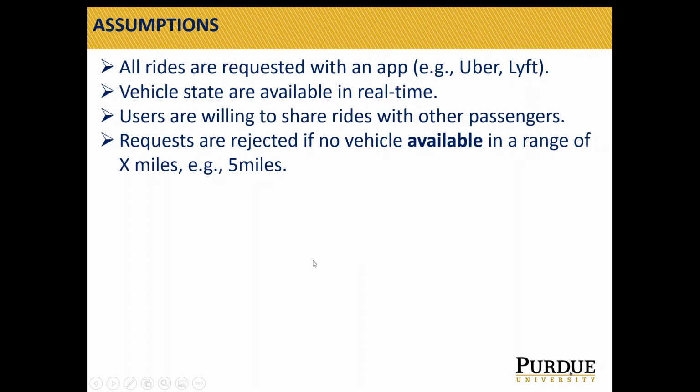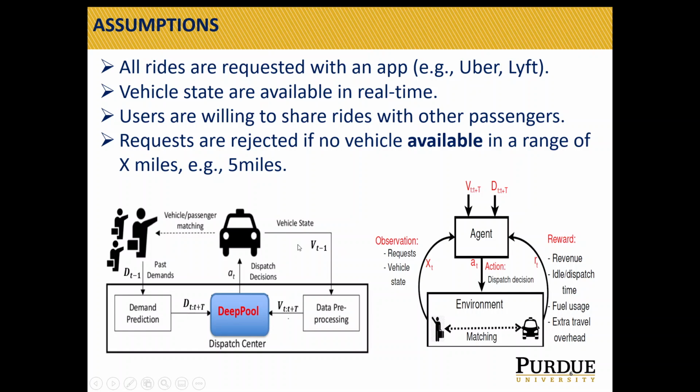The key assumptions in our work are mentioned here. We have 4 assumptions. Basically, all rides are requested with an app, vehicle states are available in real time, users are willing to share, of course, and requests are rejected if no vehicle is available in a certain range, let's say 5 miles. The two figures at the bottom of this slide show the agent and the environment interaction based on the state observation, the reward, and the predicted demand. An action is taken accordingly by the agent.